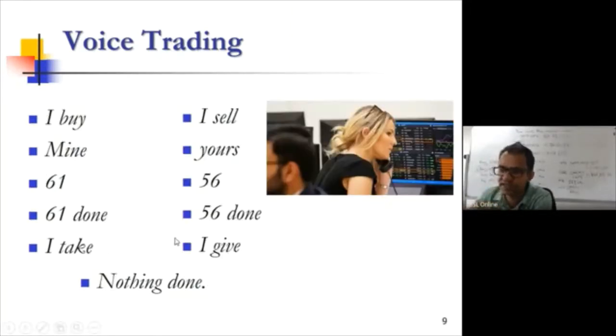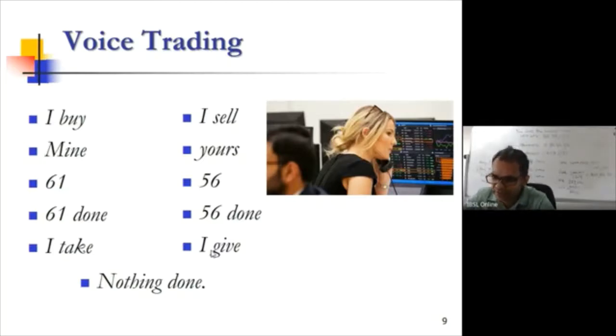Coming to this slide, you can see different ways. If you want to buy, either you can say I buy, or mine, or without I you can say buy, mine, 61, whatever the offer rate you can type here. If you type the offer rate, that means you agree to buy. If you type the bid rate, that means you agree to sell. Or you can say 61 done, or I take, if you want to buy. If you want to sell, you can say sell, or yours, or this is the bid price, or bid and say done, or I keep. These are some of the most common ways that you do on voice.